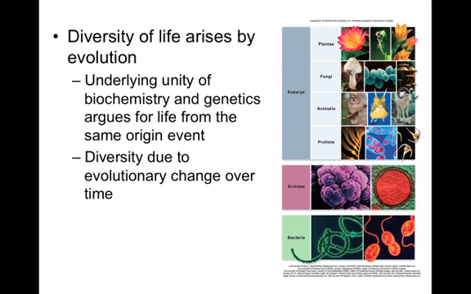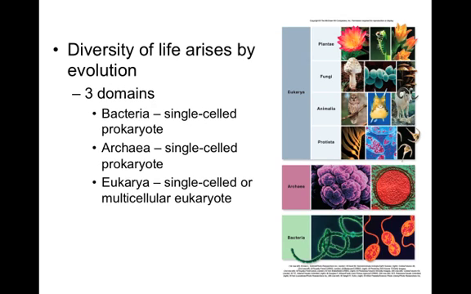Another unifying theme is that diversity of life arises by evolution. The underlying unity of biochemistry and genetics argues for life from the same origin and event. We address this in detail in a chapter later on in the full textbook, and we see diversity due to evolutionary change over time, as exemplified by Darwin's finches. The diversity of life has brought us 3 different domains.